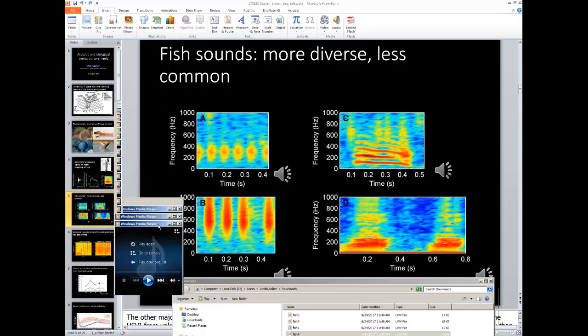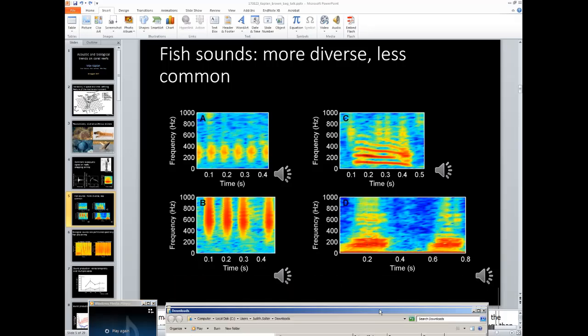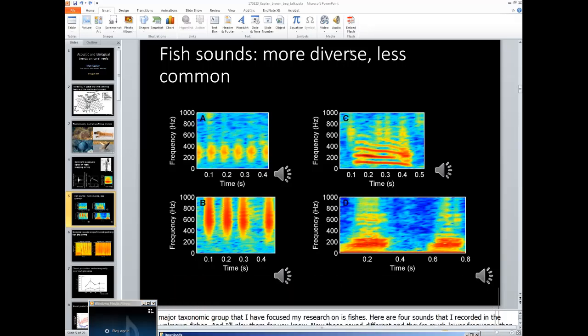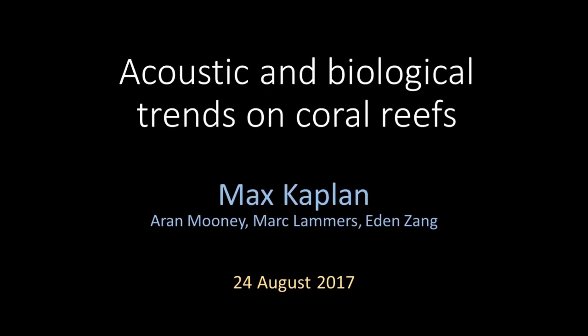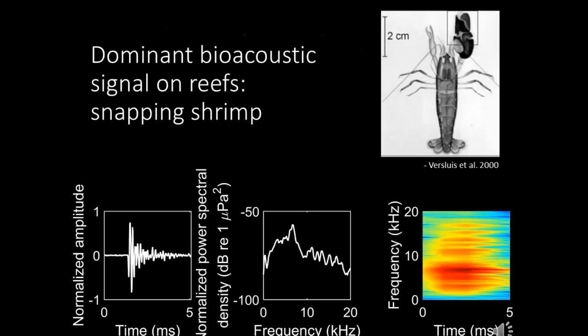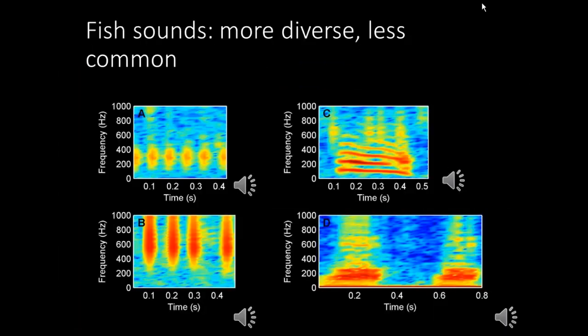So as you can tell, those are a lot more variable in terms of what they sound like. And also when you look at the spectrograms, they look a lot different. In many ways, fish have a lot more flexibility in terms of the sounds they produce. Many of the sounds are produced by muscles associated with the gas-filled sac known as the swim bladder.